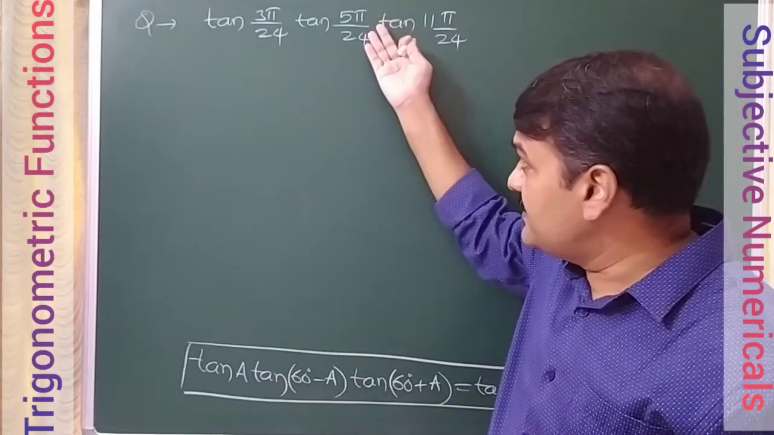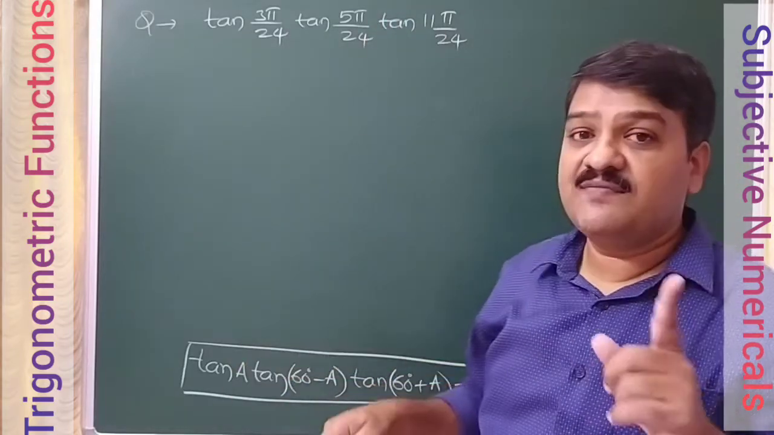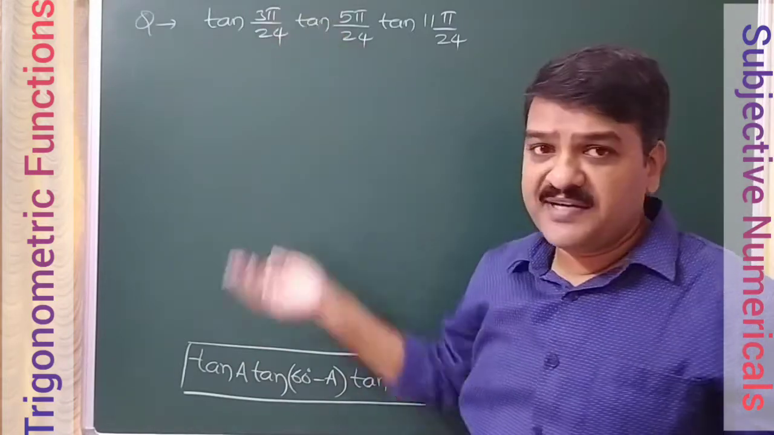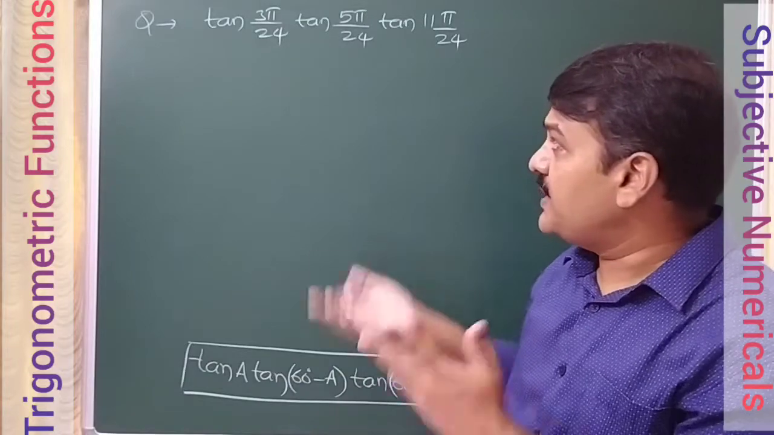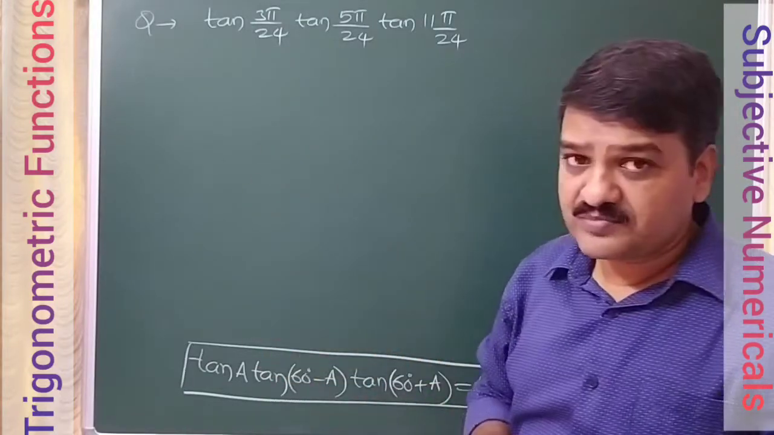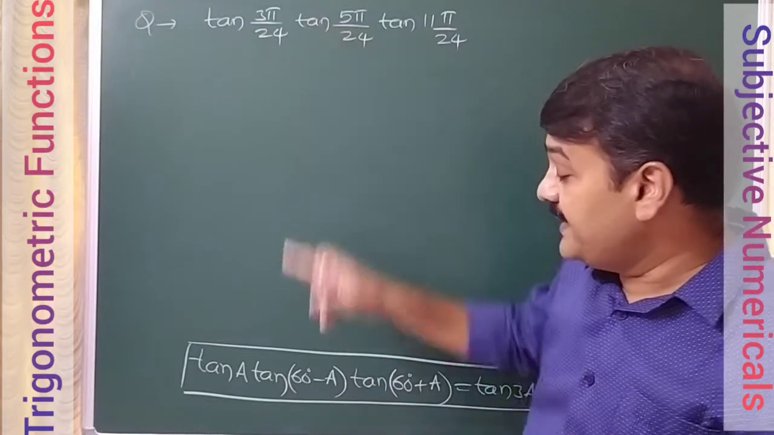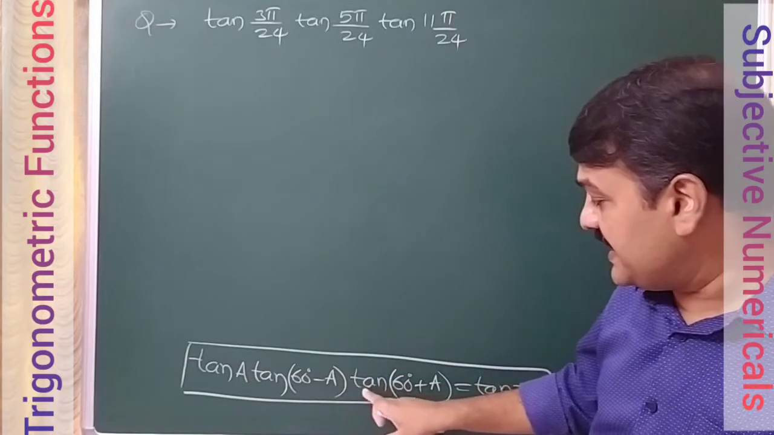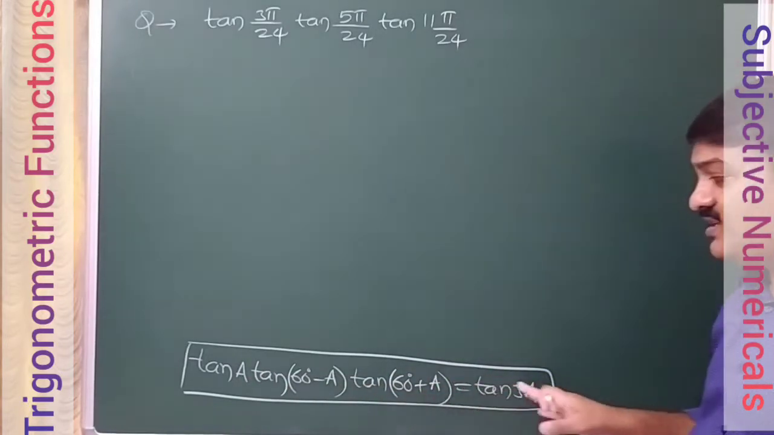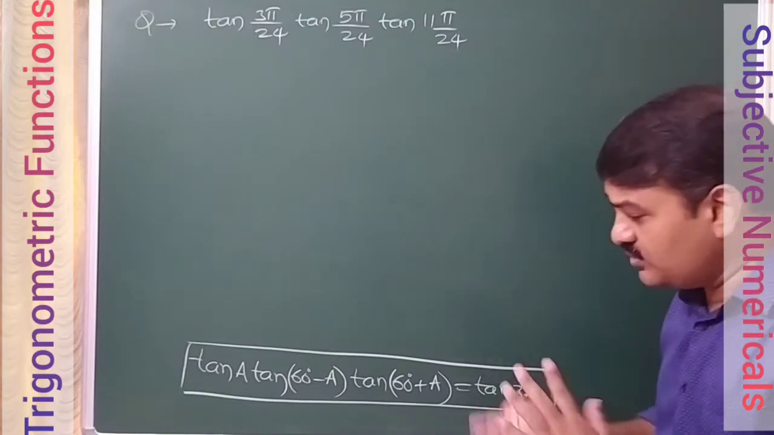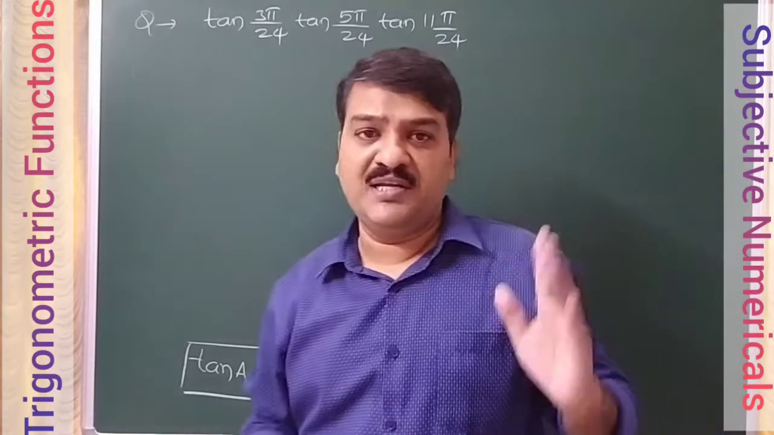How to get into this model is what we have to observe here. Directly we don't know the value of tan of pi by 24, 5 pi by 24, and so on. So try to get into this model: tan A, tan of 60 minus A, tan of 60 plus A is tan 3A. This is a standard formula. So how to get into this model is what we have to think now.